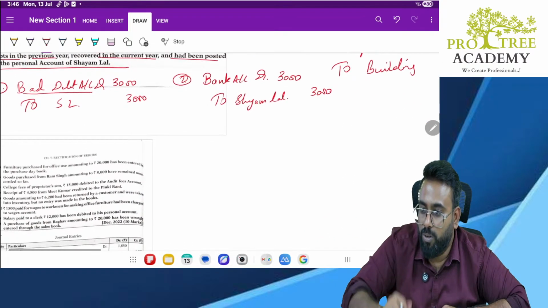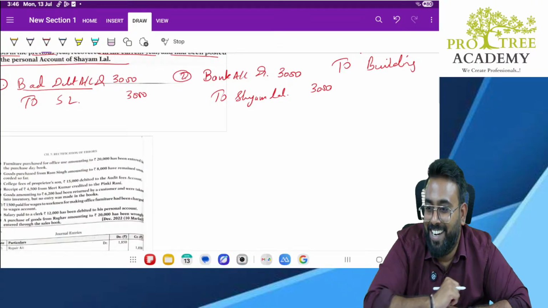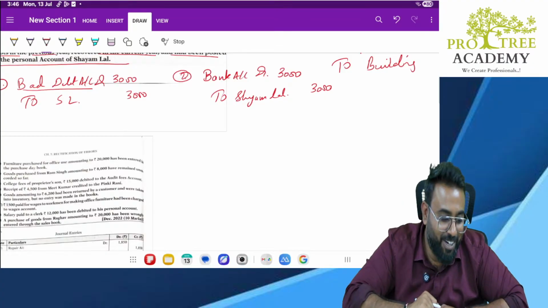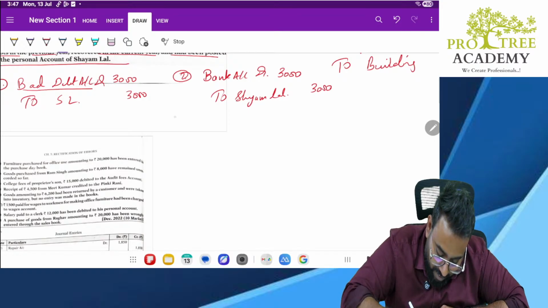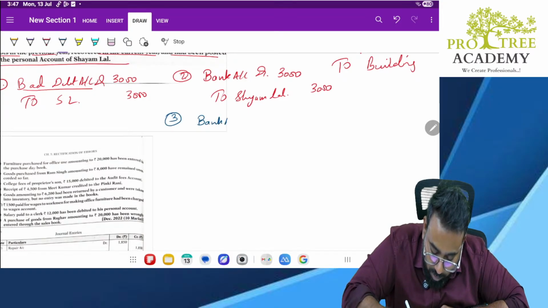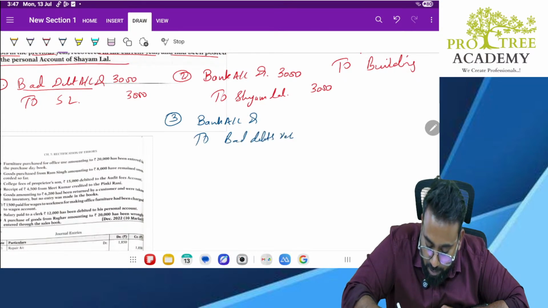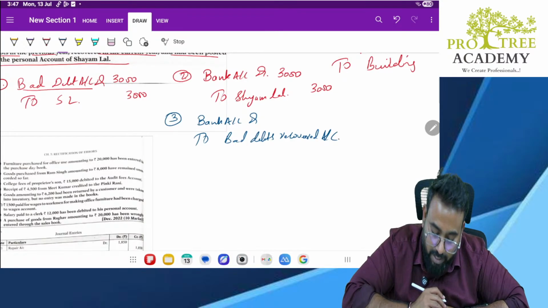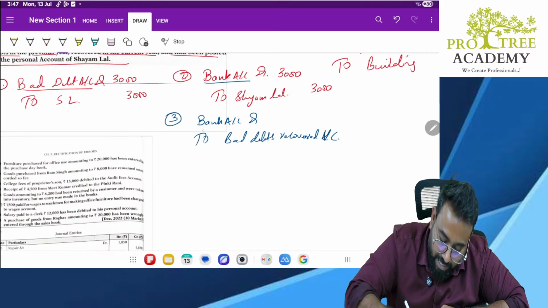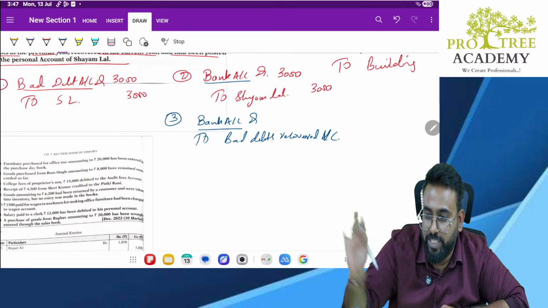They are not you, no. You are good students now. You will do the correct entry. Now what is the correct entry you will do? Now what should have been the correct entry? The correct entry should have been bank account debit to bad debts recovered account. Correct or no? That should be the entry. Now bank account, perfect. So no changes there.